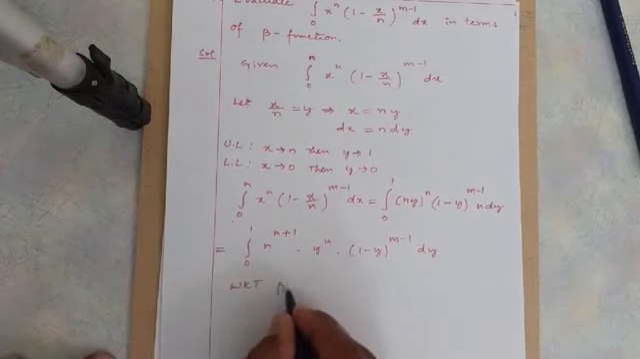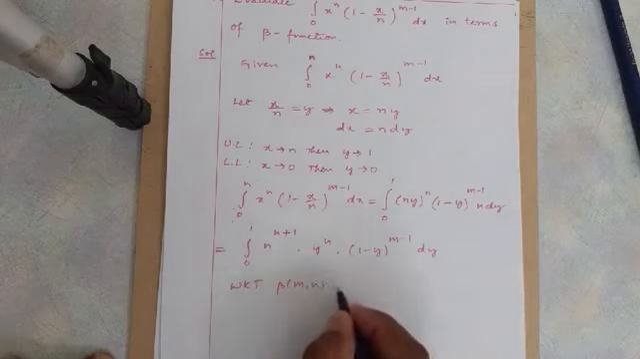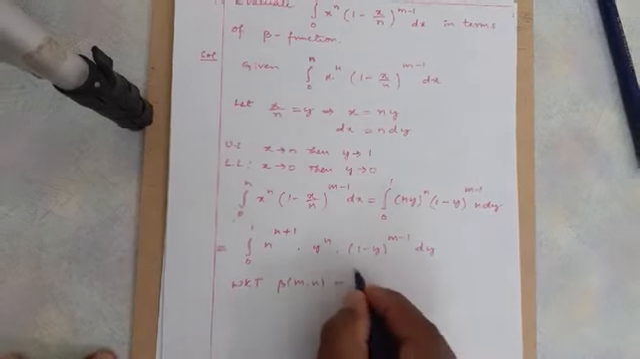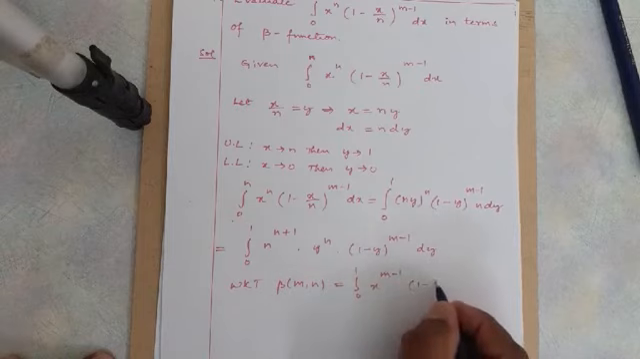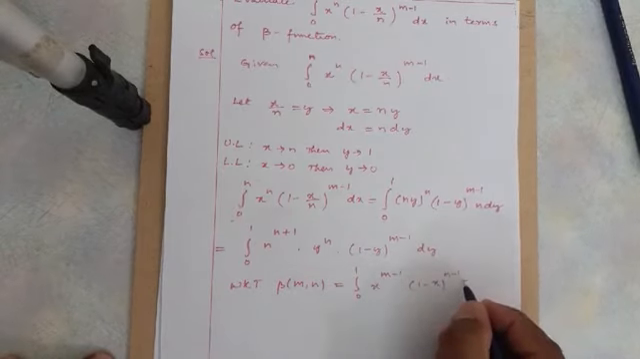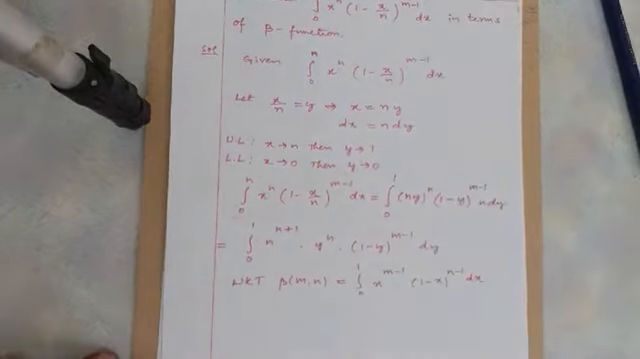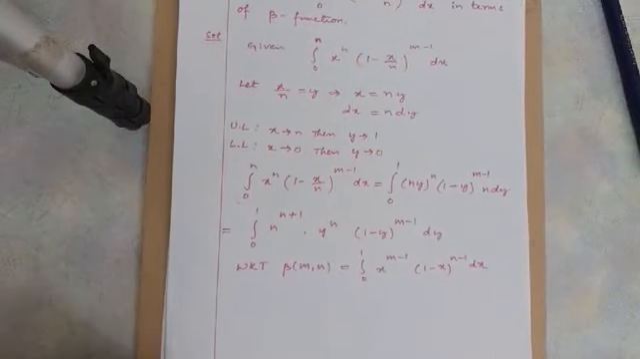Beta of m comma n is nothing but integral 0 to 1 x power m minus 1 into 1 minus x whole power n minus 1 into dx. You have a formula, the basic definition of beta function, that is nothing but integral 0 to 1 x power m minus 1 into 1 minus x whole power n minus 1 dx.